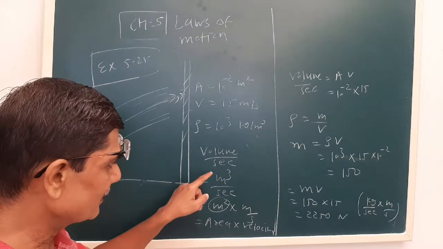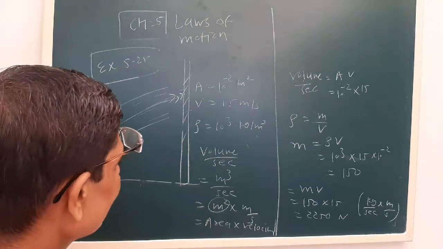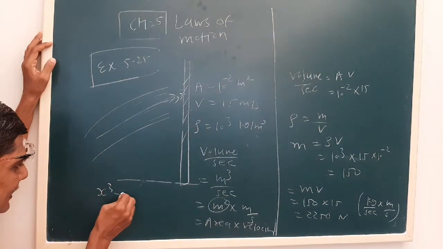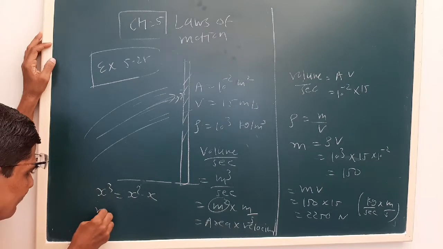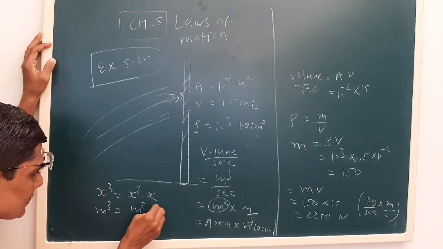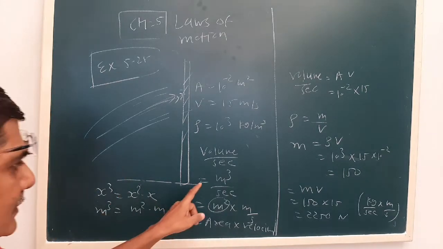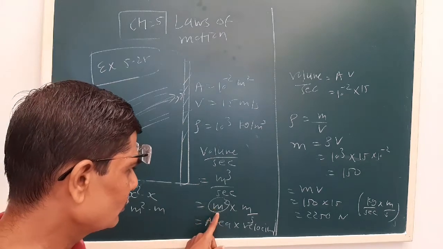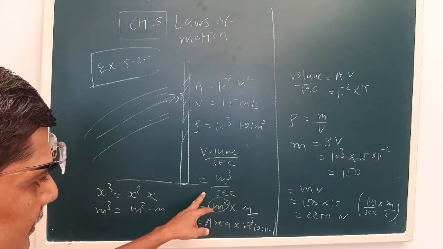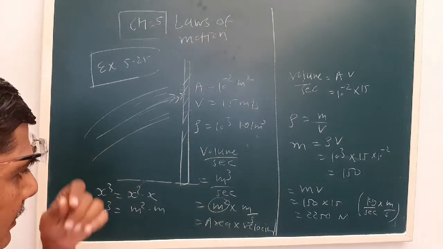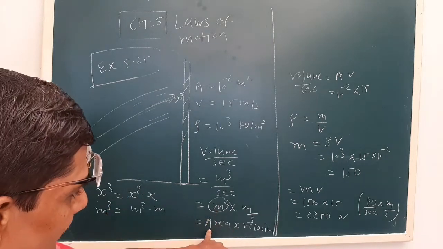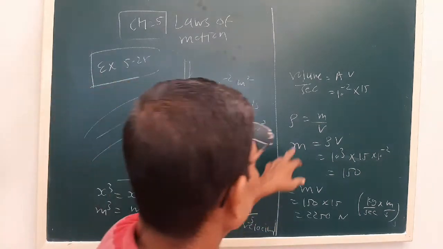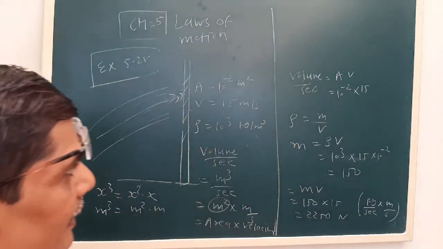Volume per second is meter cube per second. See, x cube we can write x square into x. Same way meter cube is meter square into meter. So this is meter square into meter per second. Meter square is area, meter per second is velocity. So volume per second is area into velocity.